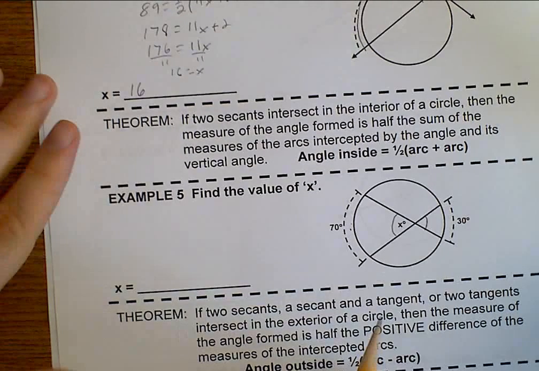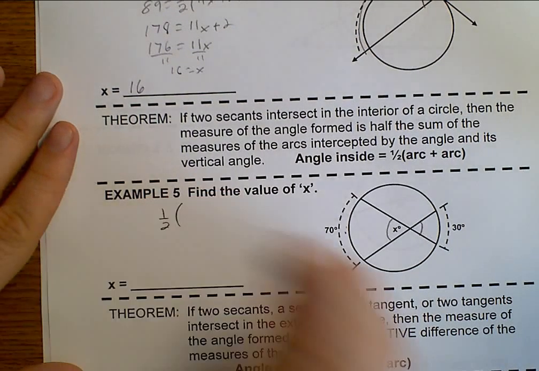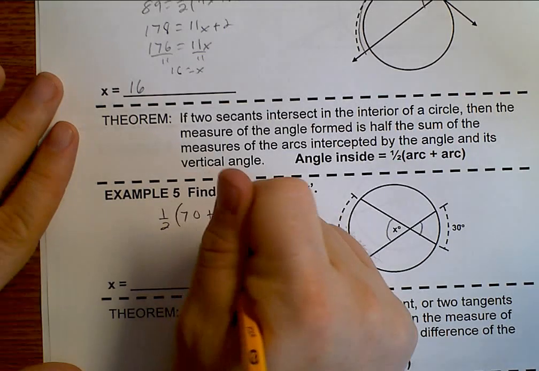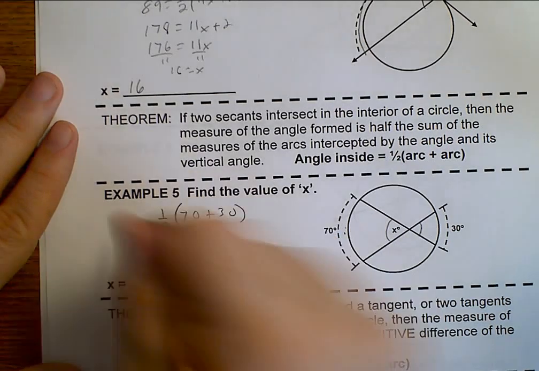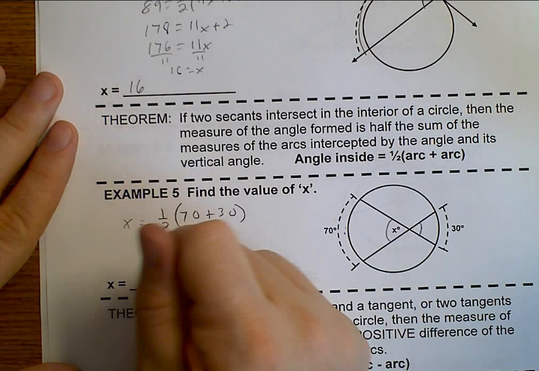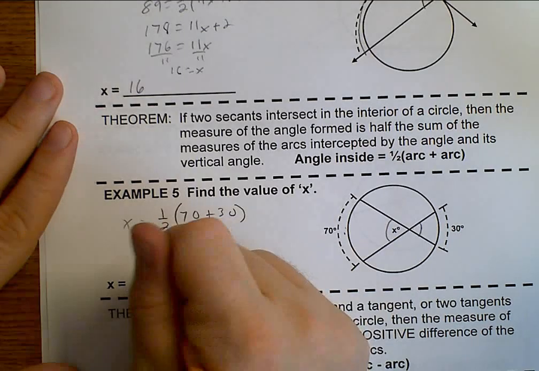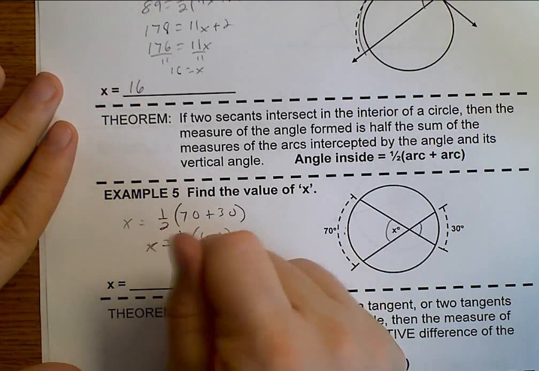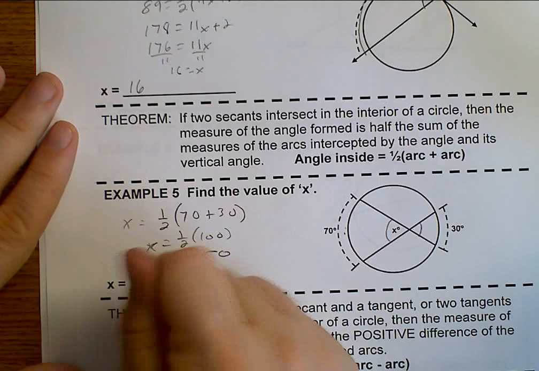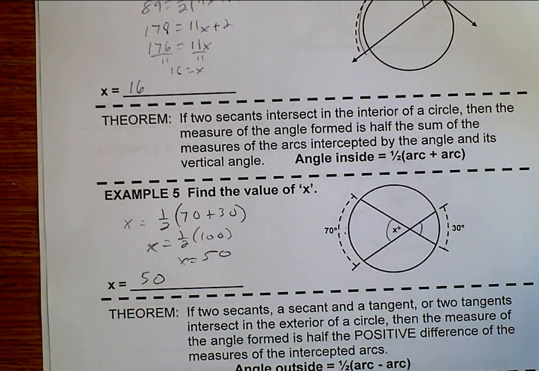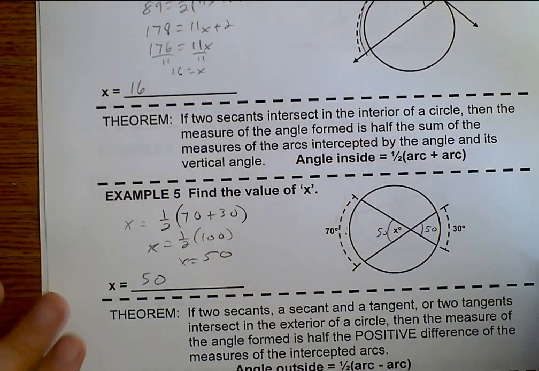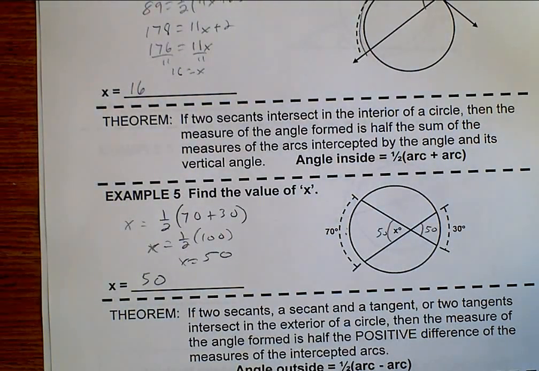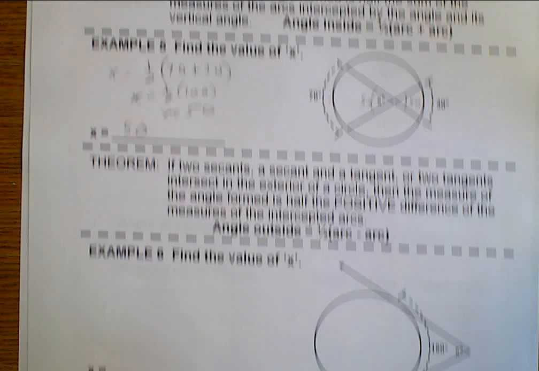So what we want to do is this is 1/2 of 70 plus 30, which is half of 100. So we know that x equals 50, because half of 100 is 50. So that means that this is 50 and this is 50. Moving on to another theorem.